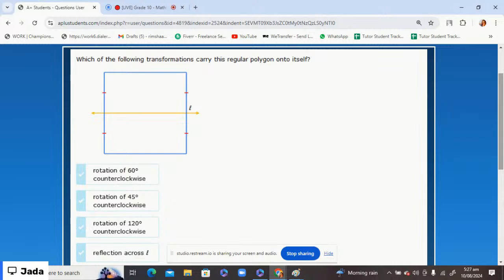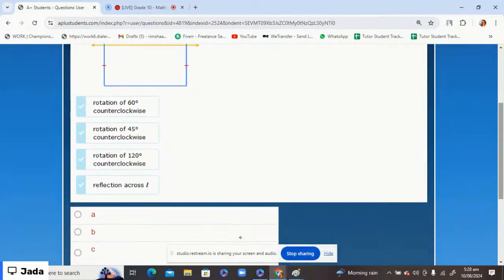Okay, and how many sides? Four sides. So 360 is divided by four. 4 times 9 is 36, so it's 90. It means that it's perpendicular. Is there any 90 or perpendicular?